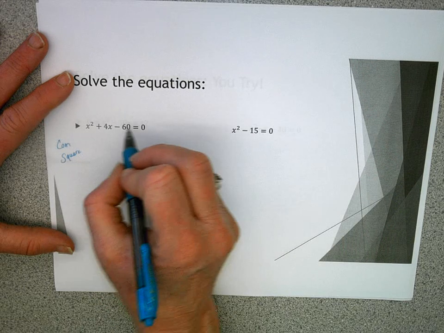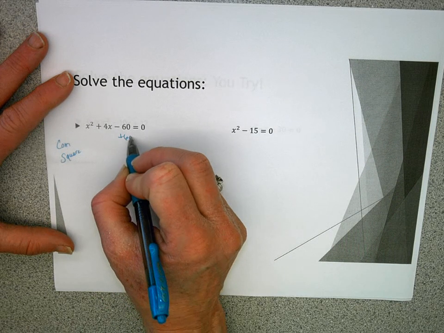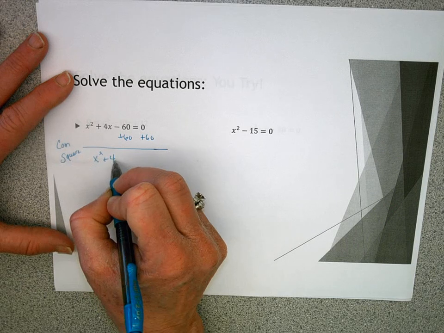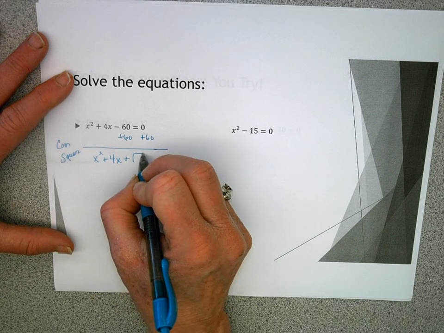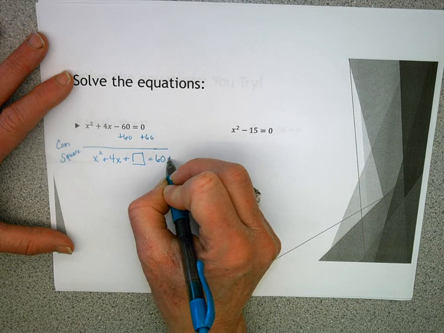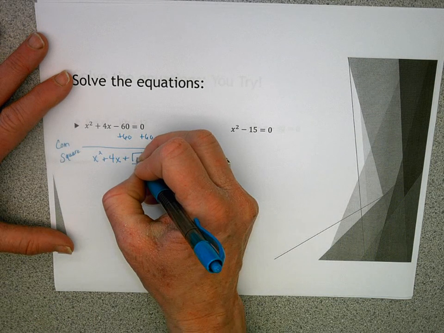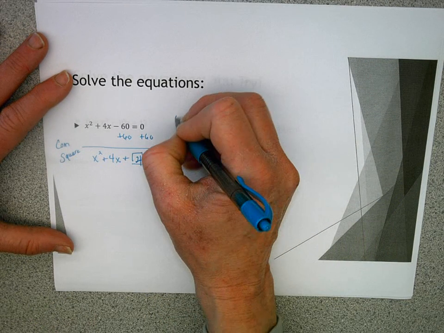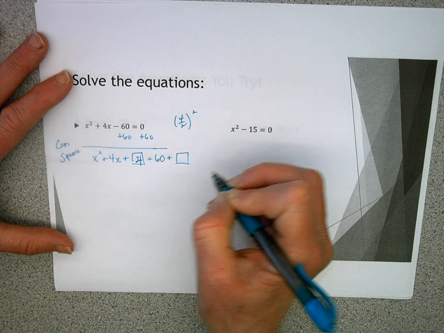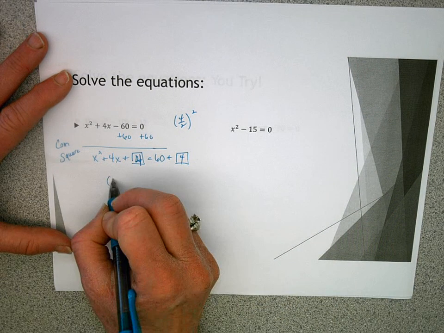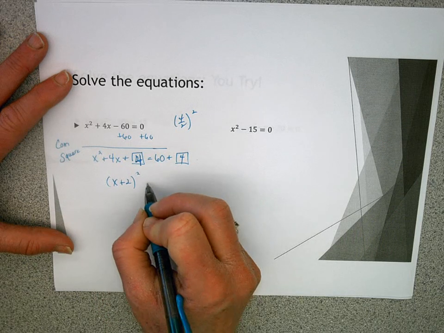Okay, so to complete the square, remember you move the 60 over. So you get x squared plus 4x. We did this yesterday, so you guys should be good at this. Half of 4 is 2, and squared, which is 4, sorry. So over here, that's a 4. It'd be x plus 2 squared. Over here it'd be 64.